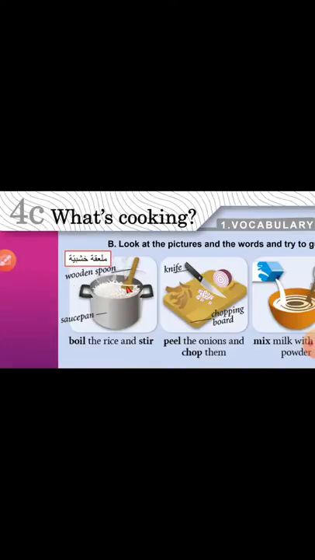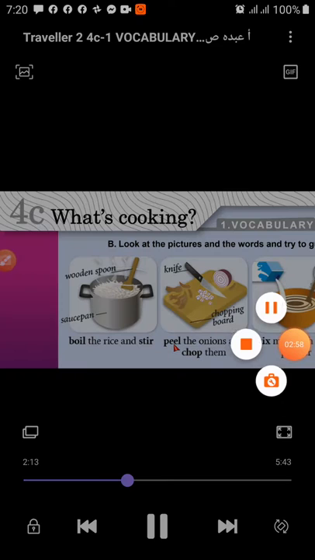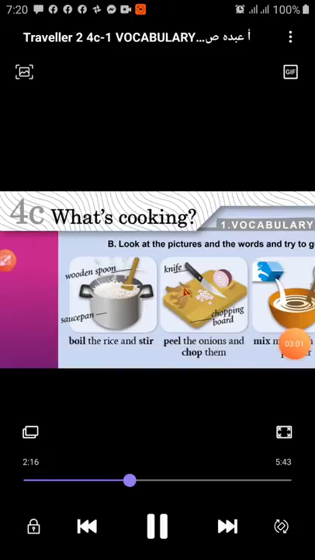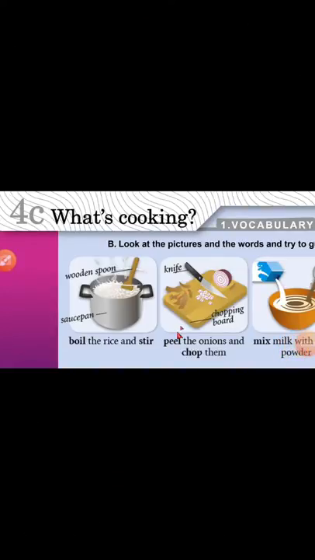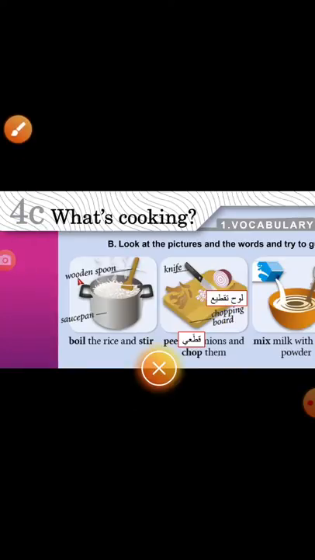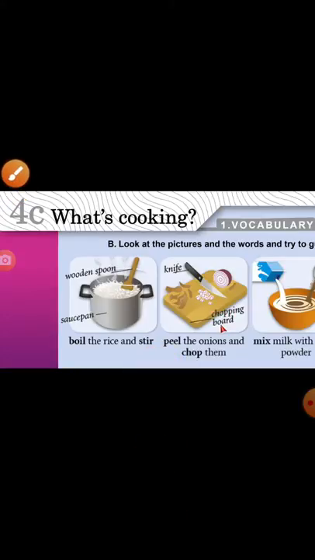Wooden spoon, this spoon is made of wood. And to do that, you need a saucepan. Say it. Saucepan. Peel the onions and chop them. When you peel, you remove the skin. This skin came out of the onion. And chop them, you cut them into pieces. To do that, you need a knife and a chopping board. This is a wooden chopping board, it's made of wood.